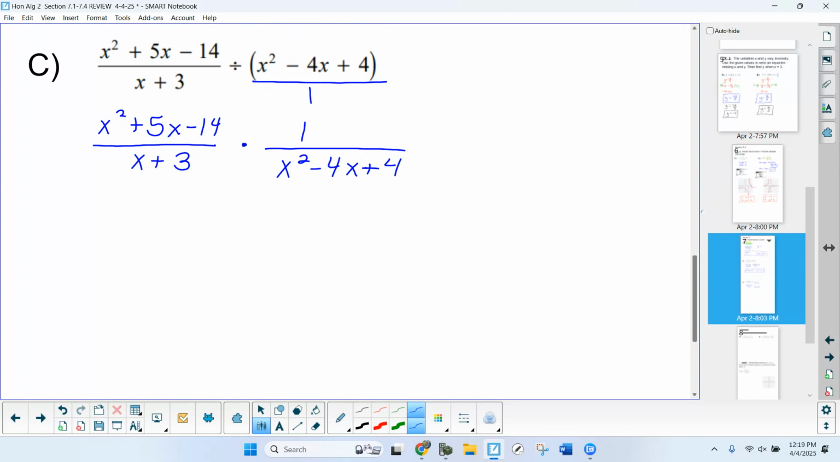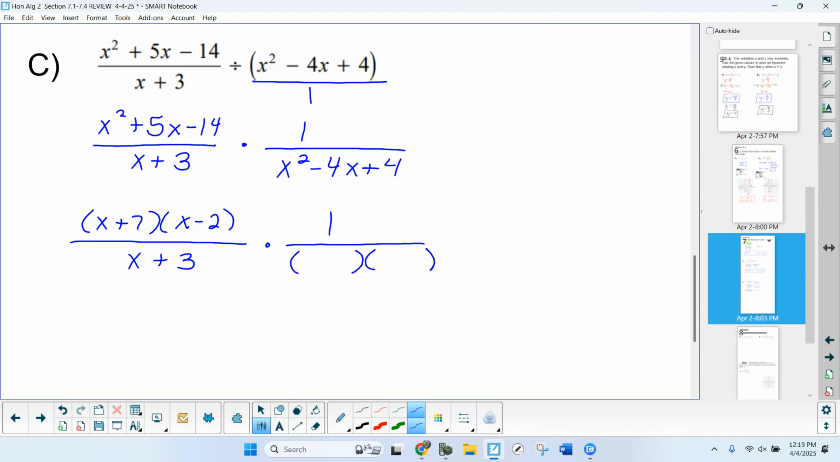Factor. Numerator, A is 1. Life is easy. What multiplies to give you -14 and adds to give you 5? +7 and -2. What multiplies to give you 4 and adds to give you -4? -2. Now, before you guys cancel things, I want to talk. We need to talk.